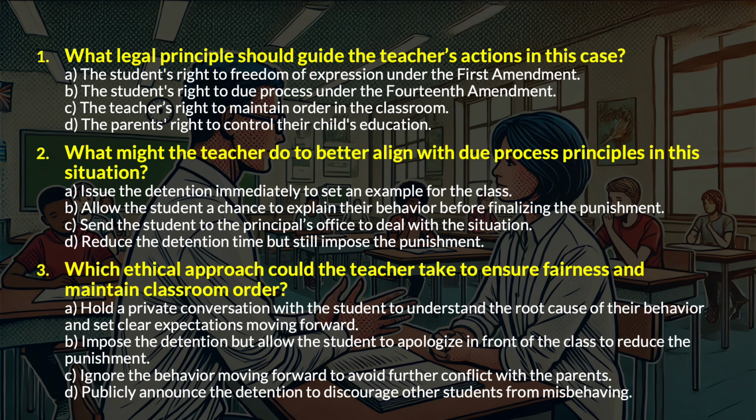Question 2. What might the teacher do to better align with due process principles in this situation? Here are your options. A. Issue the detention immediately to set an example for the class. B. Allow the student a chance to explain their behavior before finalizing the punishment. C. Send the student to the principal's office to deal with the situation. D. Reduce the detention time but still impose the punishment. The correct answer is B. Allow the student a chance to explain their behavior before finalizing the punishment.